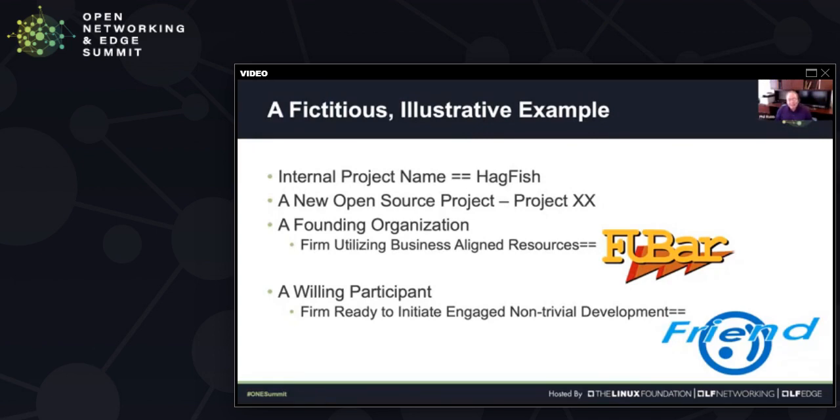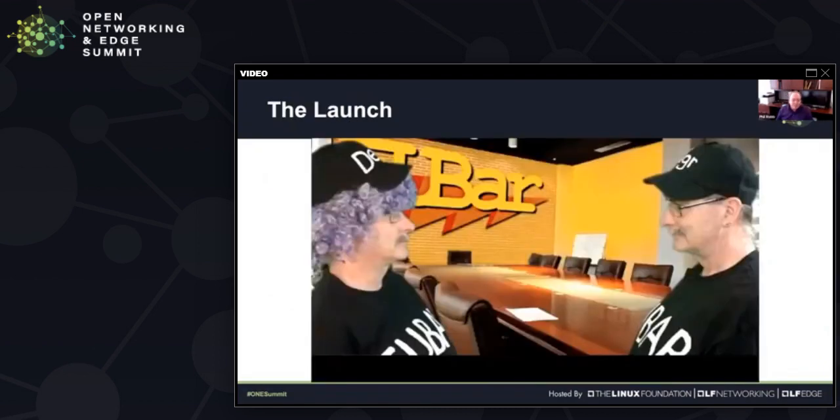In this illustrative example, we have an internal project called Hagfish that is being open sourced as Project XX. The founding organization is a firm utilizing business aligned resources, or FUBAR for short, and a willing participant wanting to engage in this community is the firm ready to initiate engaged non-trivial development, or FRIEND. So let's go ahead and begin this story with the initial launch of the project.